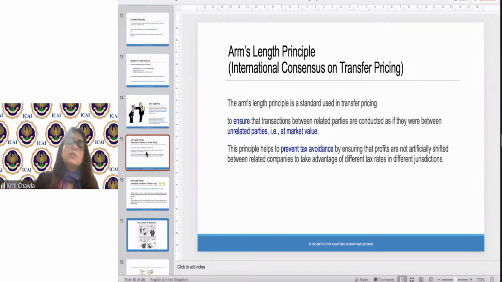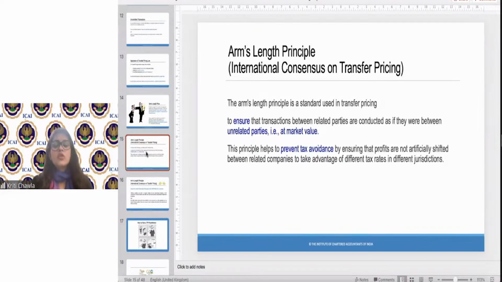And this is the principle which basically makes sure that if there is a transaction between related parties, then it should happen at something called a market value. An arm's length price is actually coming from this particular arm's length principle, which basically is the standard which is used by everyone in the world.